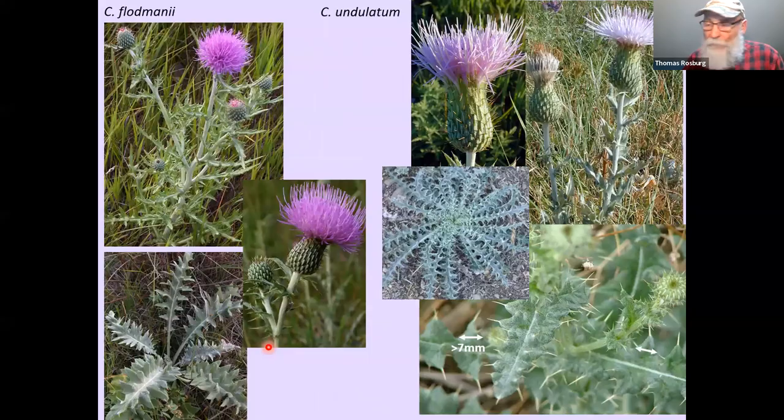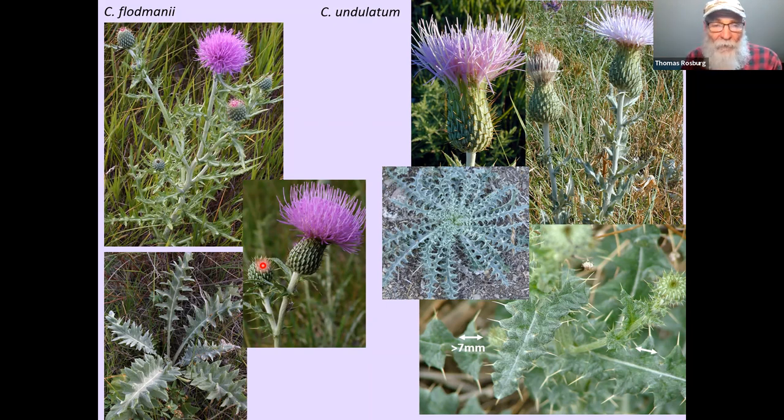So here are some pictures again of those two. And here's the character I was talking about. So this is undulatum over here on the right. And what we're looking at is the width of the base of the lobes. You can see a lot of lobes here. They're short little lobes on the leaves. Each of the lobes has a spine on it, as most Cirsiums and other thistles do. And this white arrow is showing where you would measure across at the base of that lobe. There's two of them here. Here's another one right here that's even more broad than this one. But again, over 7 millimeters. If the base of these lobes is more than 7 millimeters, then you've got undulatum. If it's less than 7 millimeters, then it's flodmanii.